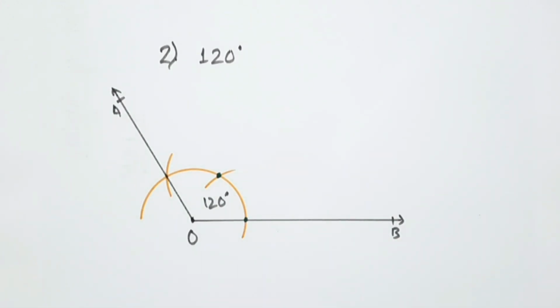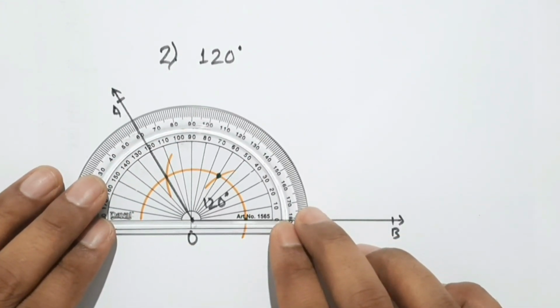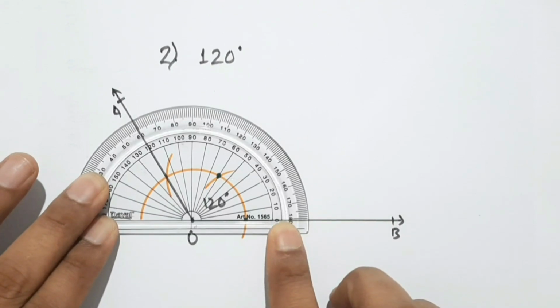Let's verify by using the protractor. So this is our 120-degree angle.